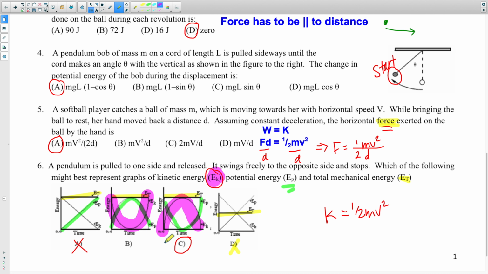And when it starts, it has no kinetic energy. So that's why C is correct. When it starts over here, it's not moving, so it does not have kinetic energy. So C is the right answer.